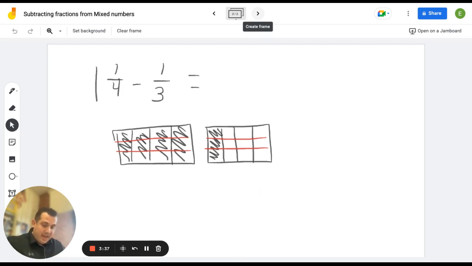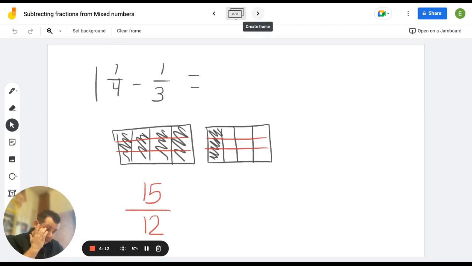So I want to see how many twelfths do I have in this 1 1/4? Because here's 1 1/4. I have 1, 2, 3, 4, 5, 6, 7, 8, 9, 10, 11, 12, 13, 14, 15. That's 15 twelfths. So I'm going to write down, I have 15 twelfths shaded in. 15 twelfths is equivalent to 1 1/4.